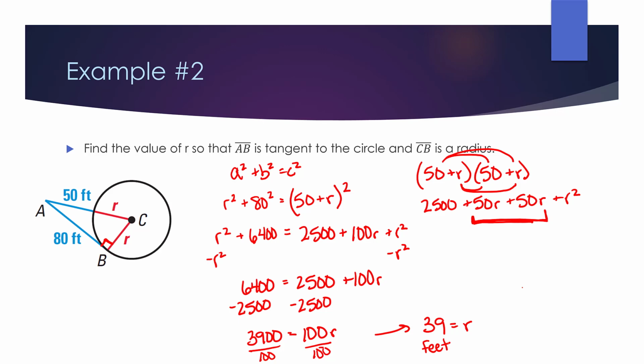Now, remember, all we did was we just started with the Pythagorean Theorem, but we had to incorporate a few of our algebra skills. So we had to multiply binomials or square a binomial, and then we just solved for our r. Okay, here's one for you to try.